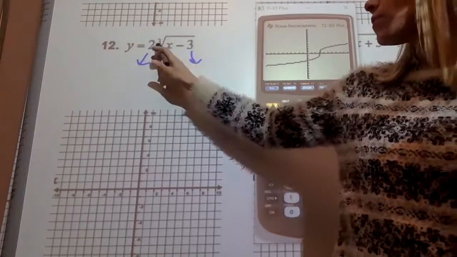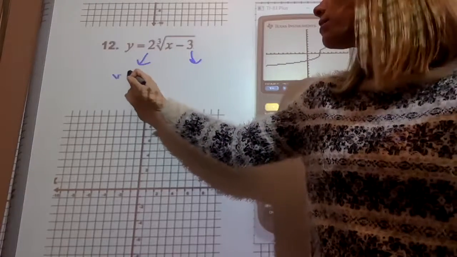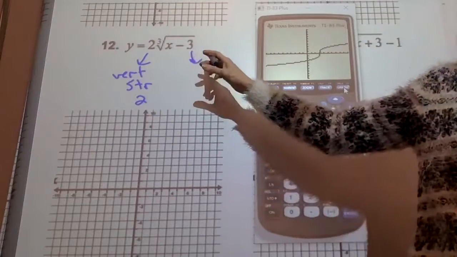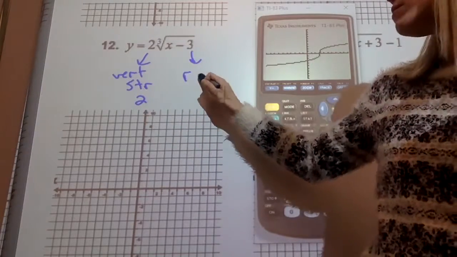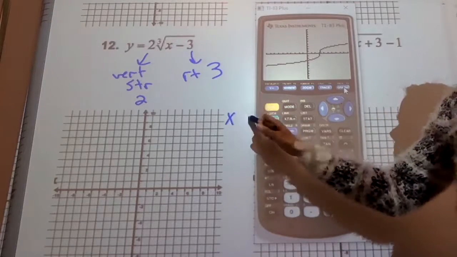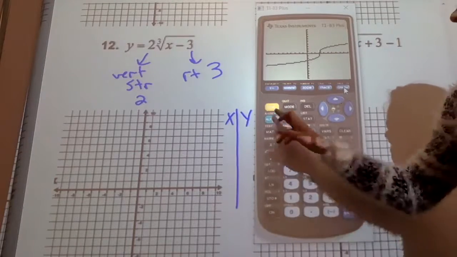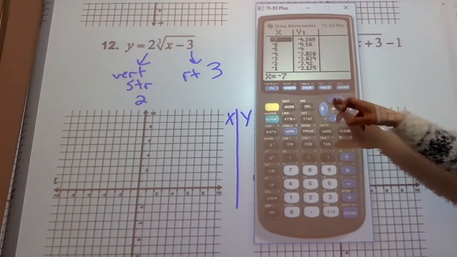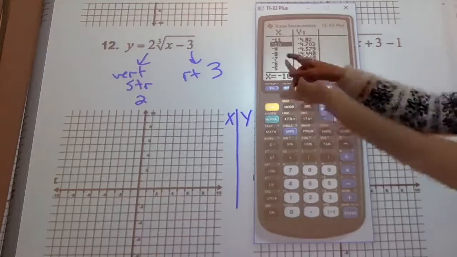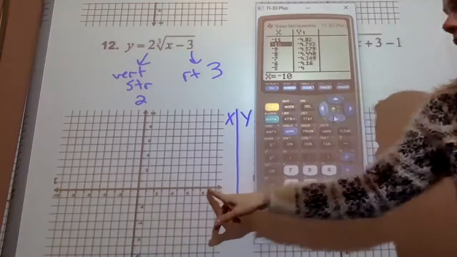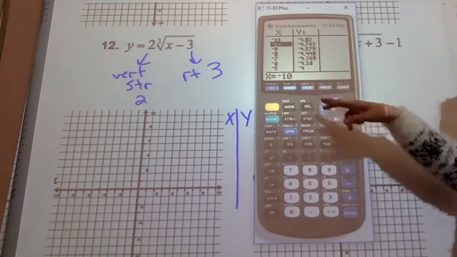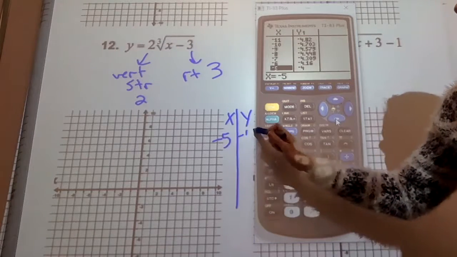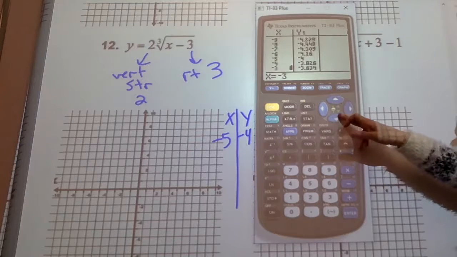We've got to identify our transformations here. 2 means what? Vertical stretch of 2, and subtracting 3 underneath the radical means right 3. I can go second graph, and let's see. Usually I start with -10 on my x because my graph for my x's is -10 to 10. So -10, I don't really have a nice one until -5. So -5, -4. Keep going.